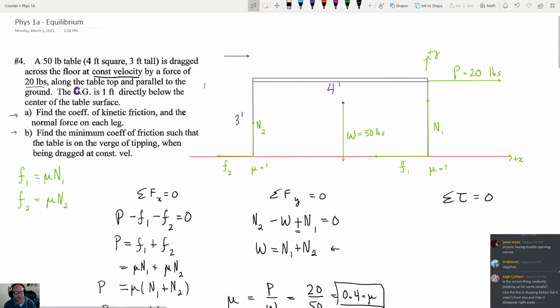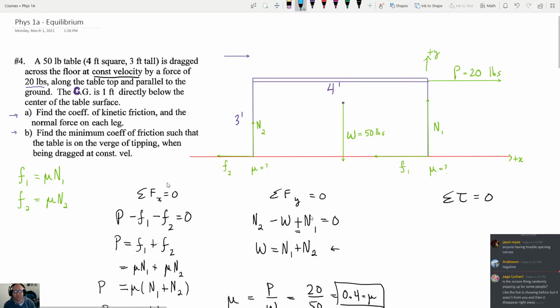And we did that by labeling all of our forces. We'll just go quickly back through what those were. So there's the force P that goes this way. We said that there would be normal forces on the front and the back legs, N1 and N2. There's also going to be friction where those legs hit the ground, so here and here. And in addition, its weight. It said its center of gravity was 1 foot directly below the table.